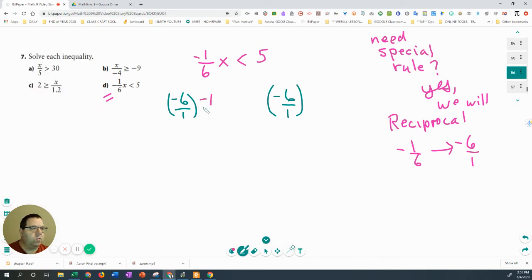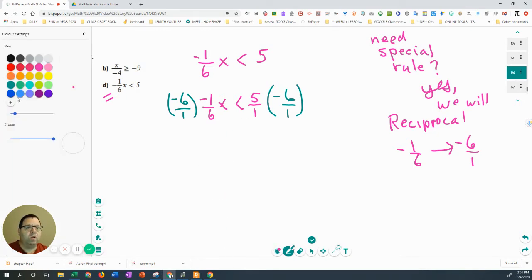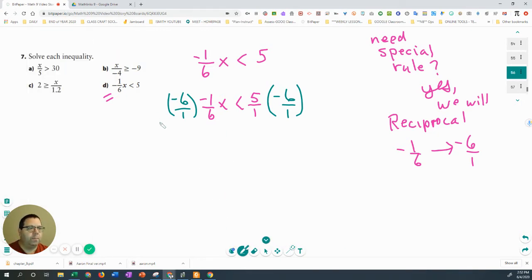Okay, so that was negative 1 over 6x is less than 5, which is the same as 5 over 1, right? And what do we get as a result? Well, the whole point of the reciprocal is to make the fraction go away, right? So you've got negative 6 times a negative 1, which is a positive 6. A 1 times a 6 is a 6, and that becomes a 1, and a 1x is just an x.